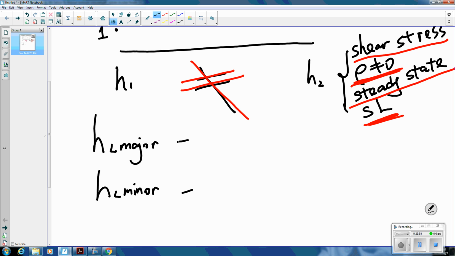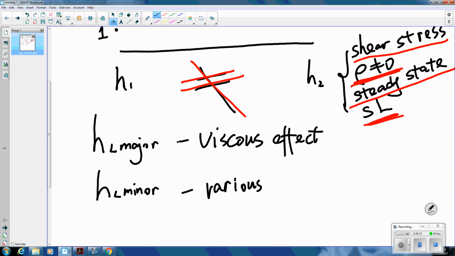Major losses are due to shear stress, or to say it more broadly, due to viscous effects. And what about minor losses? Minor losses are due to various pipe components, such as a valve or an elbow or something else, right?